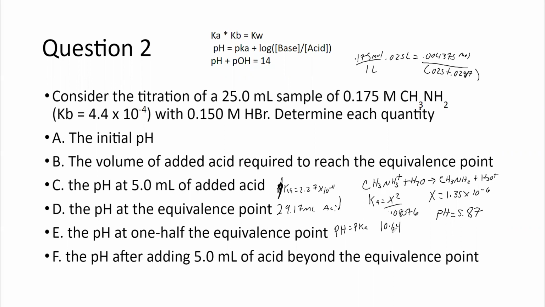All right, last one, pH after adding 5 mL of acid beyond the equivalency point. So for this, once we go past the equivalency point and we keep adding acid, that acid has no base to react with. So it's just going to react with water. So I need to find out what is the concentration of H3O+ now. So I need to know, okay, how much acid did I just add? How many moles? So my concentration is 0.150, and I just added 0.005 liters. So how many moles did I add?